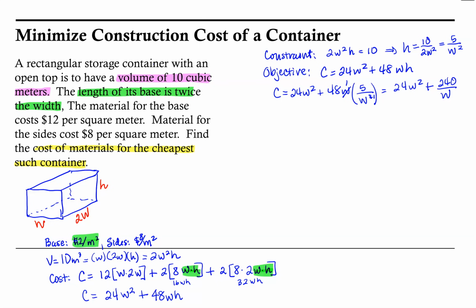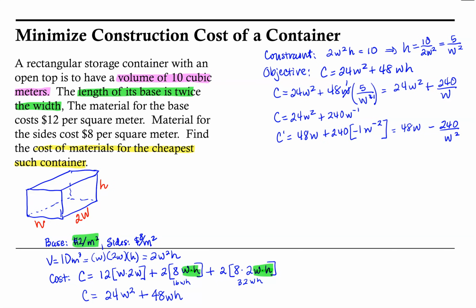Now, in order to find the derivative more easily, we'll rewrite c as 24w squared plus 240 times w to the negative 1 power. So let's go ahead and find our critical points. So c prime equals 2 times 24 is 48w plus 240 times negative 1w to the negative 2 power, or 48w minus 240 over w squared.